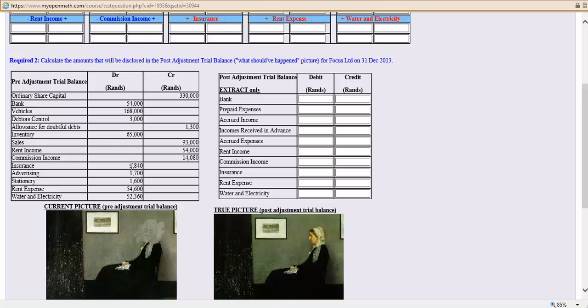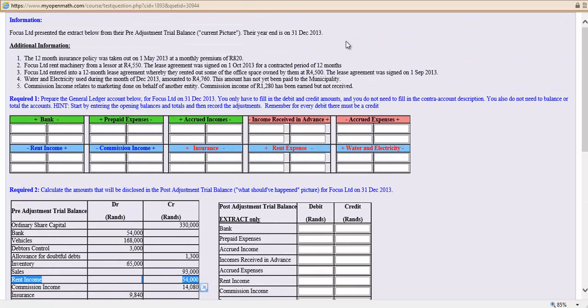So what is the current picture? How many months rent have we received up till the 31st of December 2013? Let's find rent income. Here it is. Rent income. 54,000 Rand worth of rent has been received. And what is the monthly rent income? It's rented out at 4,500 Rand per month.